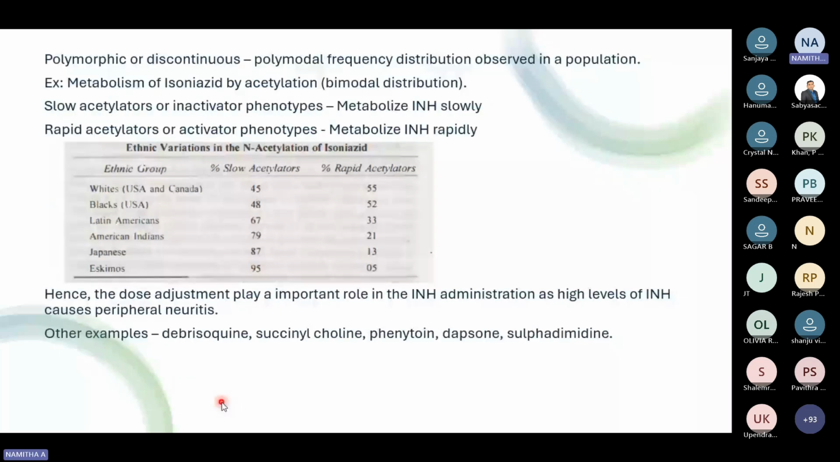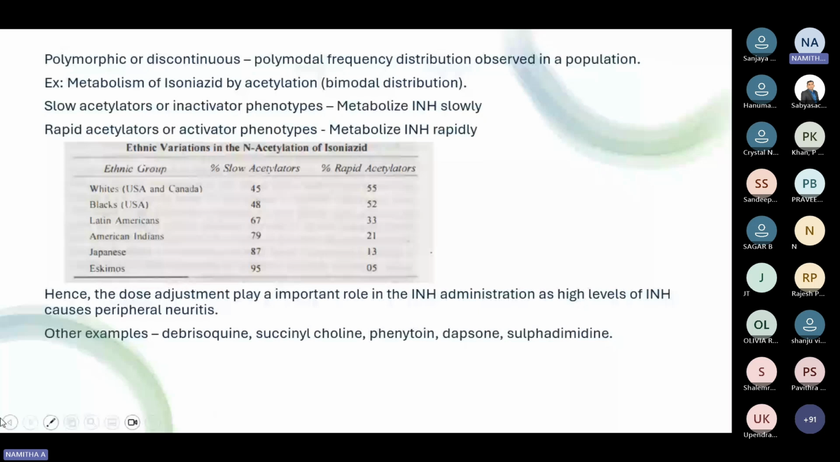Coming to the polymorphic or discontinuous model, this is a polymodal frequency distribution. This is observed within the population. That means it might be a difference in the race or in different populations. An example for this is the metabolism of isoniazid by acetylation. There are two categories of acetylators: slow acetylators and rapid acetylators. Slow acetylators, or inactivator phenotypes, metabolize isoniazid very slowly. However, rapid acetylators can metabolize isoniazid very rapidly.